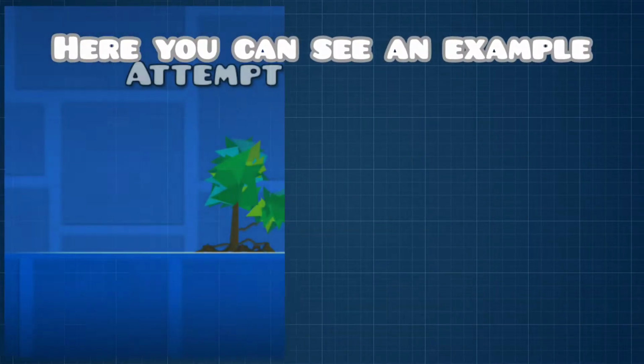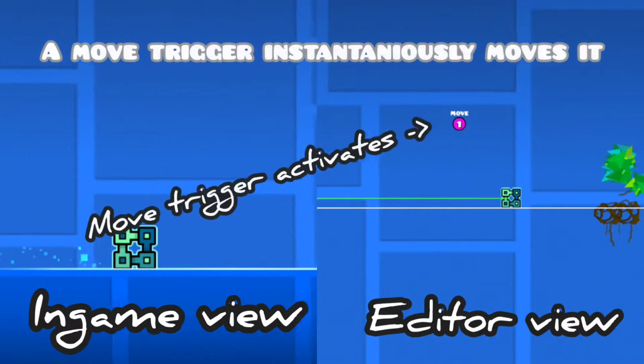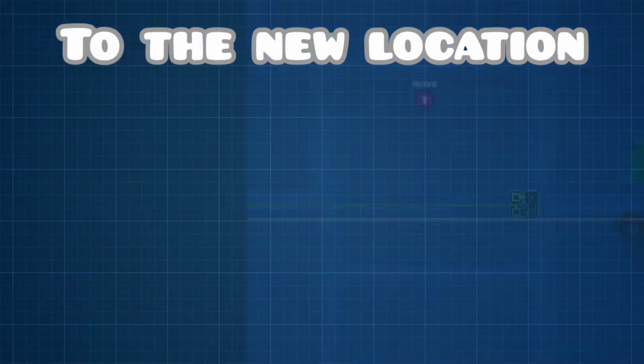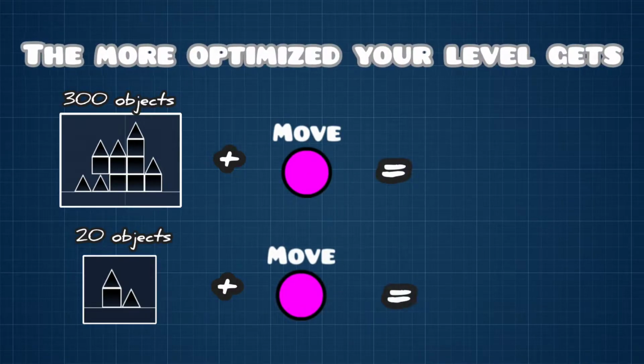Here you can see an example on how to use it properly. When an object has left the screen, a move trigger instantaneously moves it to the new location. The more objects you move with a single move trigger, the more optimized your level gets.